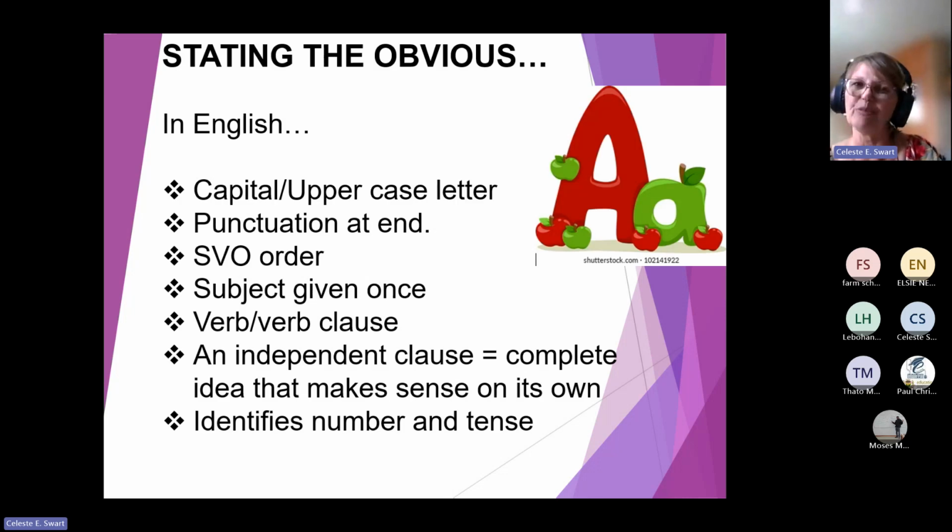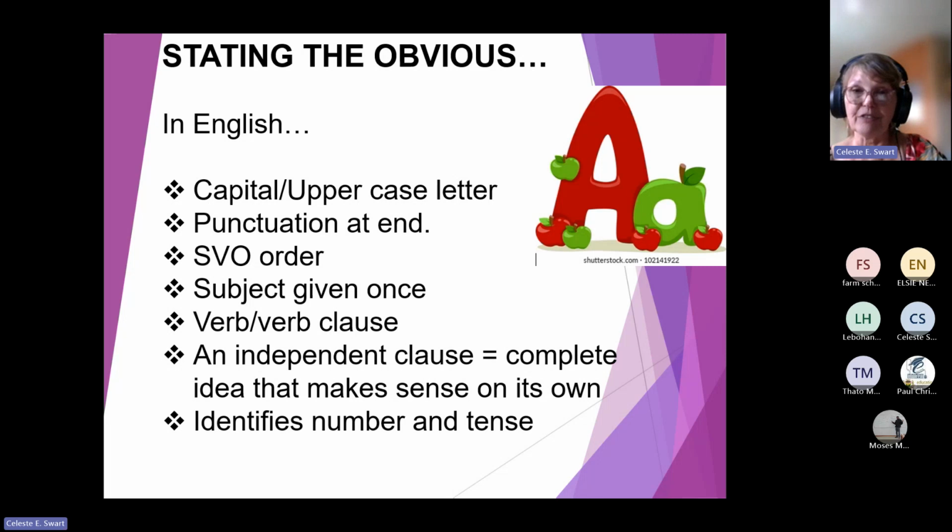So let's see now, we're going to state the obvious. And what is the obvious in a sentence? And guess what? You all know this. There's not one of you who doesn't know this. You know that when we start a sentence, we start it with a capital or an uppercase letter. You know there's a punctuation mark at the end of the sentence. We also know that we usually have a subject, verb, object, order. But of course, it's also possible to have a sentence without an object.